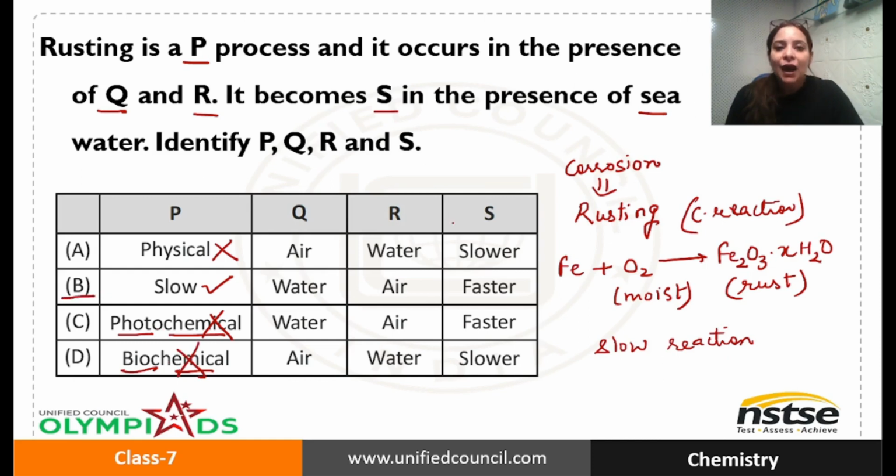Now see, Q, R and S mentioned in option B are also correct. It occurs in the presence of Q and R, that is water and air. This is what we learned, moist air. And it becomes S in the presence of sea water. It speeds up because sea water contains a lot of salts which speed up this rusting process. So hence option B is the correct answer.